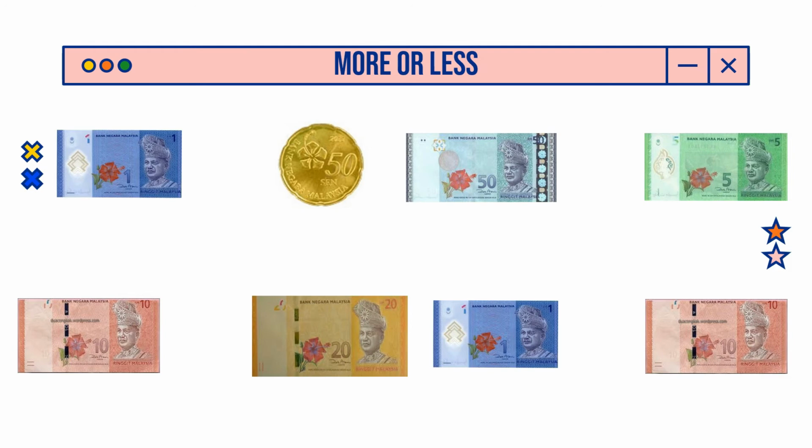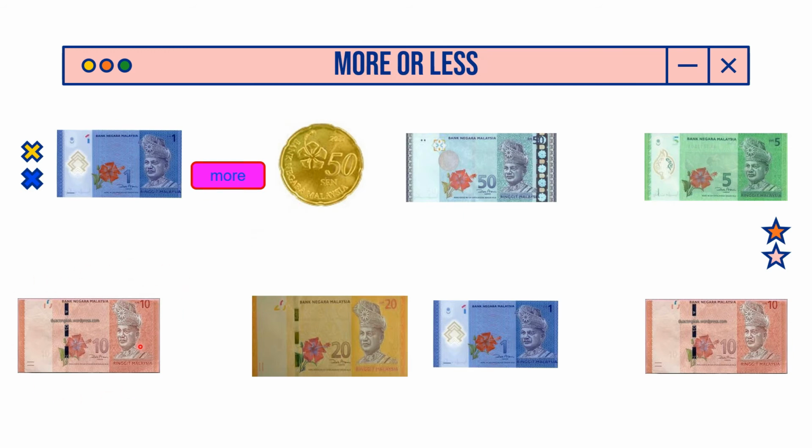Now, let's practice with banknotes ataupun wang kertas. The first one we have 1 ringgit and 50 cents. 1 ringgit, 50 sen. 1 is less than 50. 1 kurang daripada 50. But remember, ringgit is more than cents. Ingat, ringgit lebih besar daripada sen. So here, we see that 1 ringgit is more than 50 cents. 1 ringgit lebih dari 50 sen sebab ringgit lagi besar dari sen.